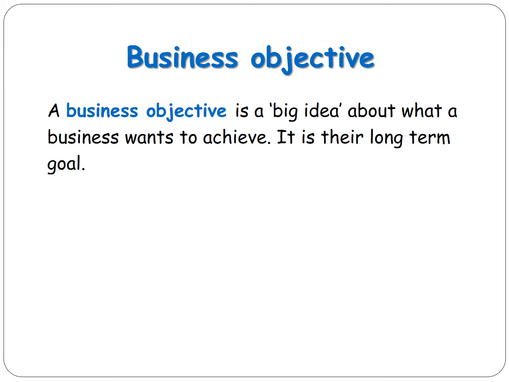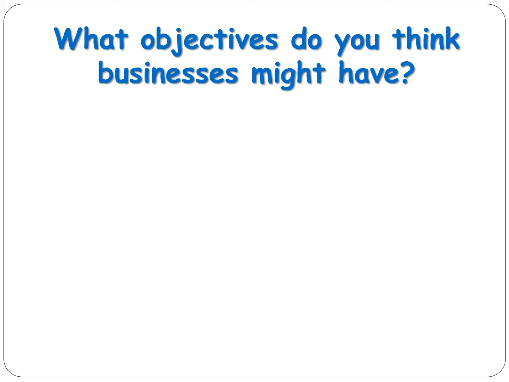Business objectives. A business objective is a big idea about what a business wants to achieve. It's their long-term goal. It's not something that they want to achieve this time next week. It's much longer than that. So what objectives do you think businesses might have? Pause the video and try to name the 8 that we've covered in class.